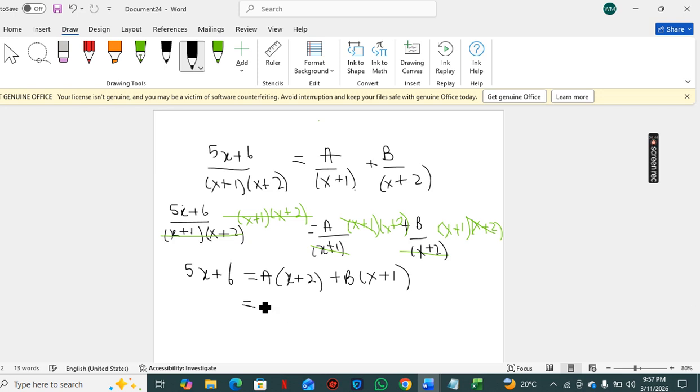Okay. You expand now. A times x, you're going to get Ax plus, A times 2, you get 2A, plus, when you say B times x, you get Bx. B times 1, you're going to get B. Okay.